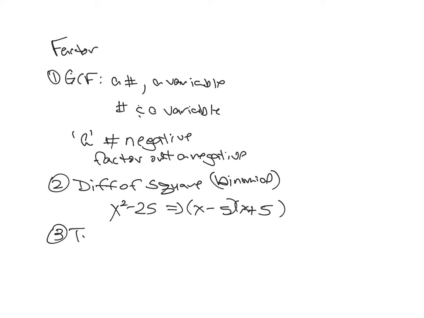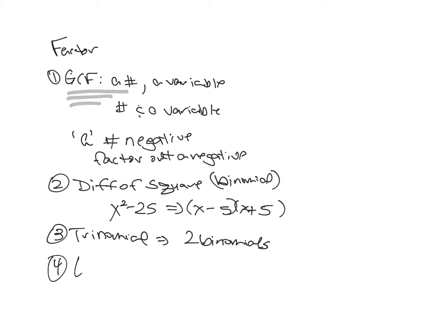Then we have our trinomials, and they turn into two binomials, right? But the first thing that you're always doing is looking for this greatest common factor, no matter what. So we're going to look at that. And then the last thing that we're going to talk about that is new today is grouping. And grouping is 4 terms. And your final answer is going to be 2 binomials also.